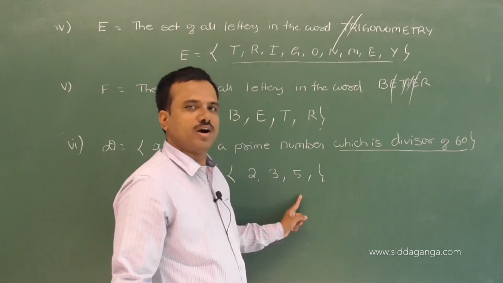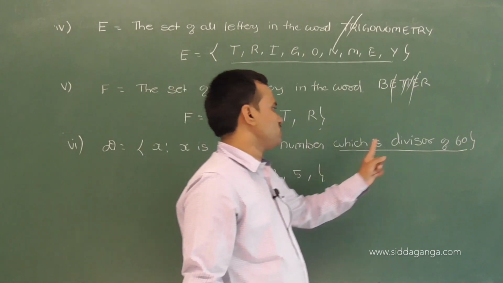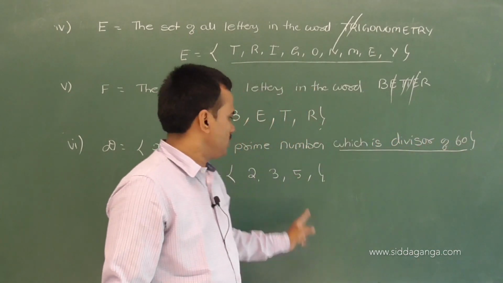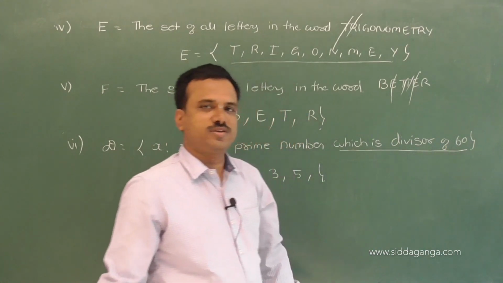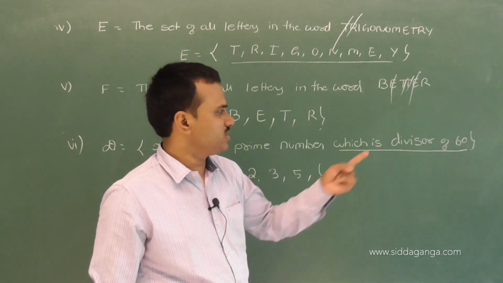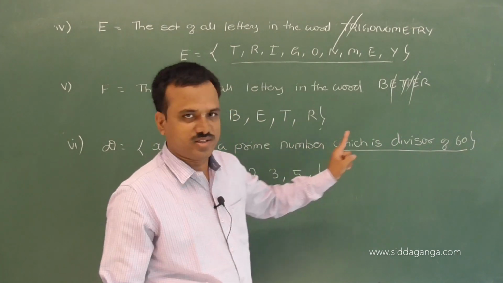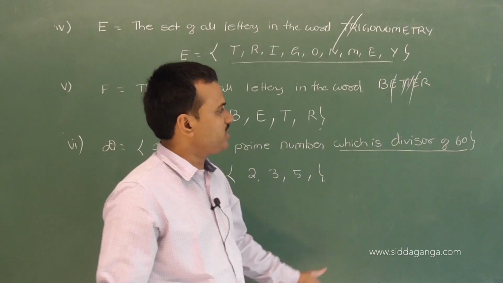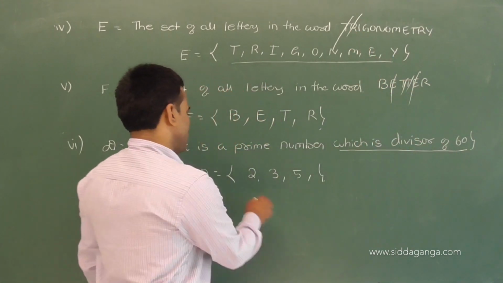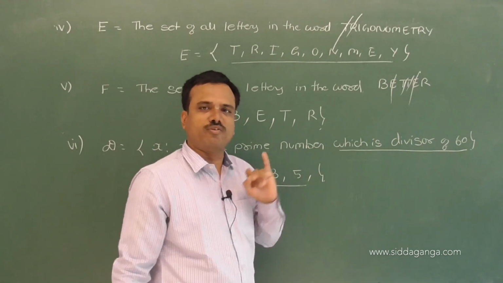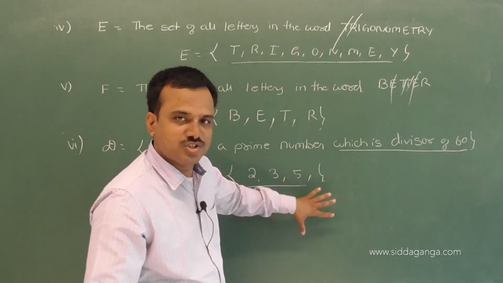2, 3, 5. Yes, 2 is a divisor of 60. 3 is a divisor of 60. 5 is a divisor of 60. Next prime number is 7. 7 is not a divisor of 60. Then 11 is not a divisor of 60. 13 is not a divisor of 60. The elements are 2, 3, 5. Understand?